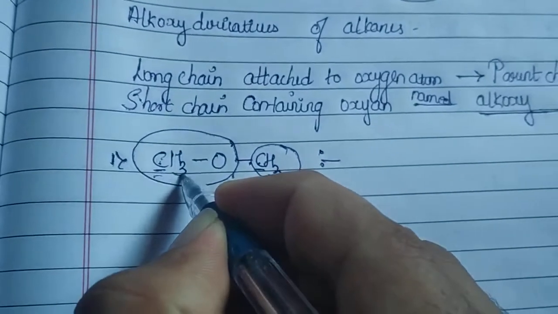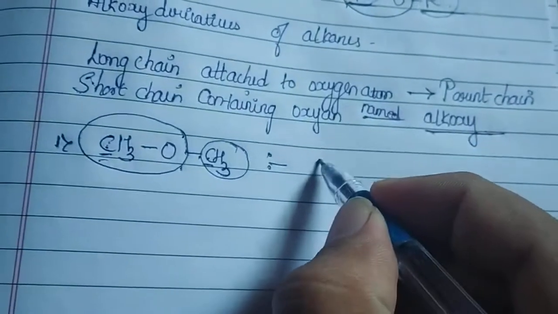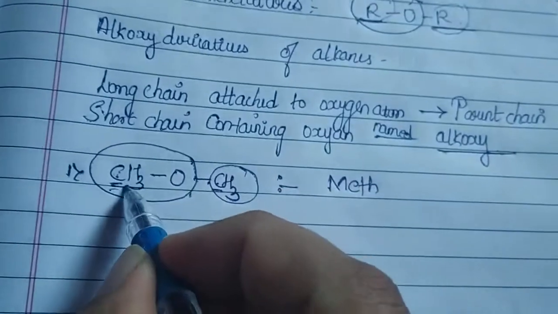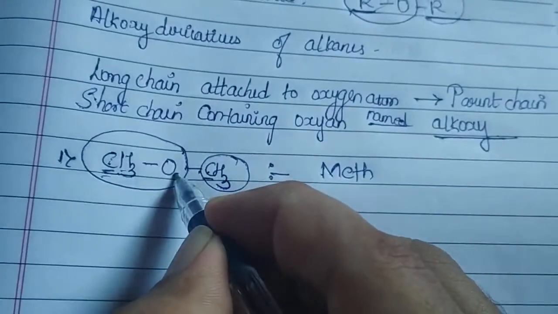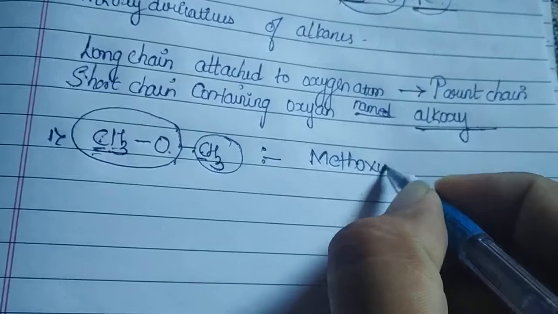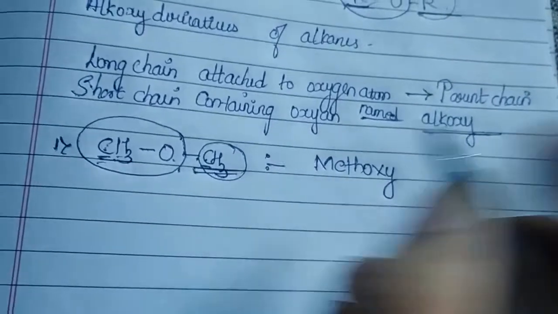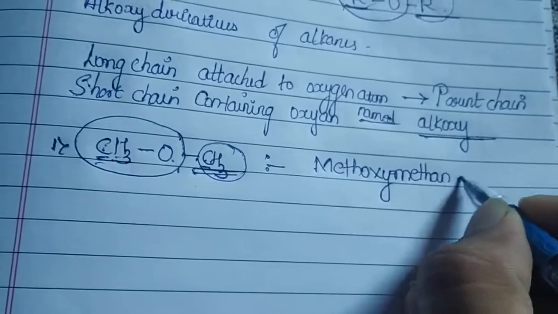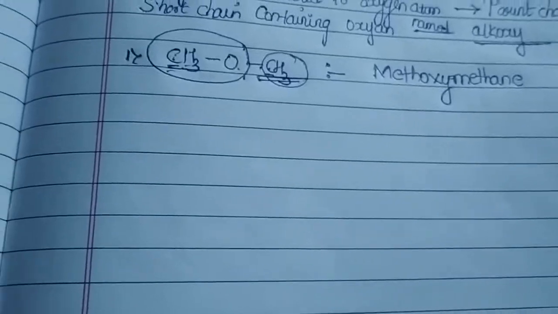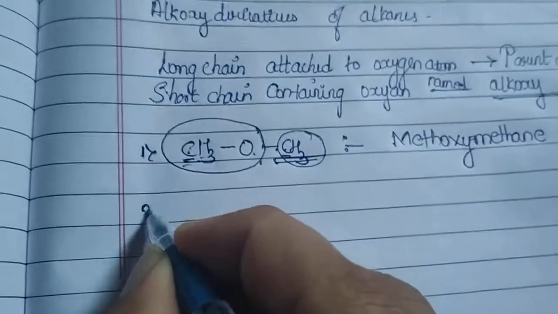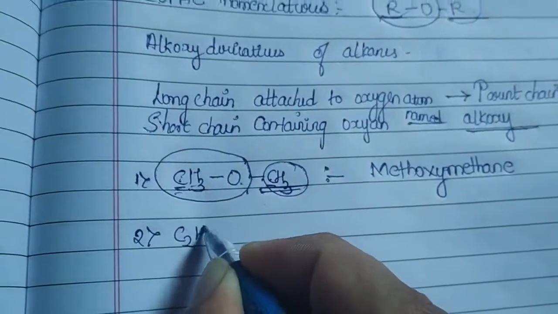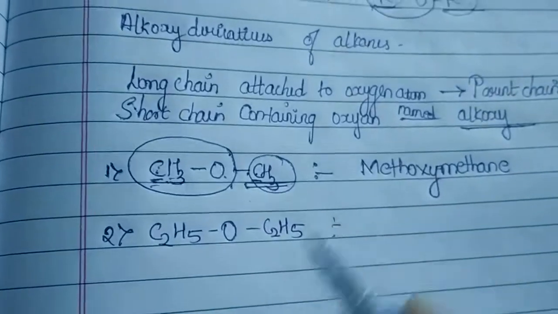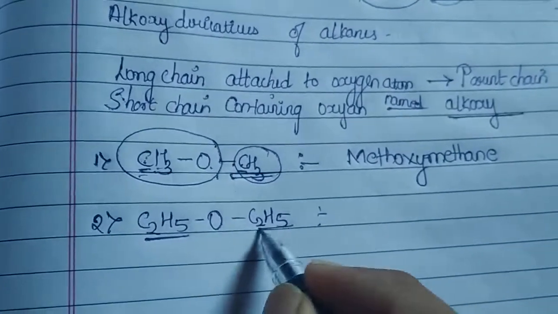If it is a short chain and this is the alkoxy, it is methoxy. This is methane, but I take only meth, and since it has oxygen, methoxy. The remaining part is the parent chain, so methoxymethane. Are you getting my point? Methoxymethane. Similarly, the second one, C2H5OC2H5. Of course, this is also a symmetrical ether.